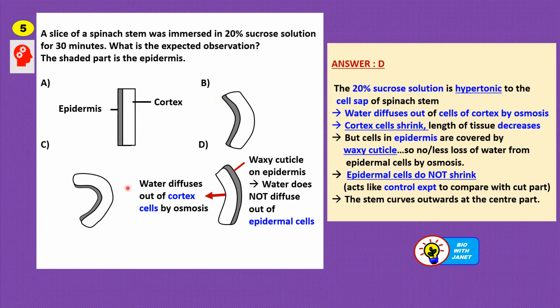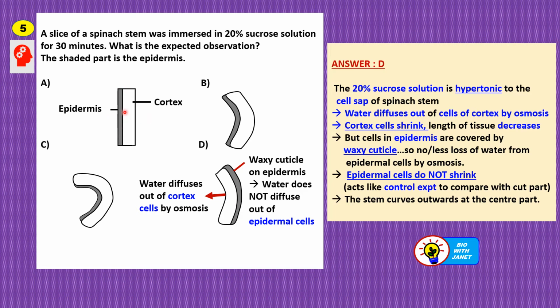Okay, more hypotonic. And A is the observation we will get if the stem is placed in isotonic solution, which is around 5% sucrose solution. So water diffuses in and out of the cortex cells at the same rate. So the cortex cells neither gain nor lose water, and the length of the cortex tissue here remains the same as before. The epidermal layer, which acts like a control, is the original length of the stem. It doesn't change in length, even though we have immersed the stem in whatever solution.